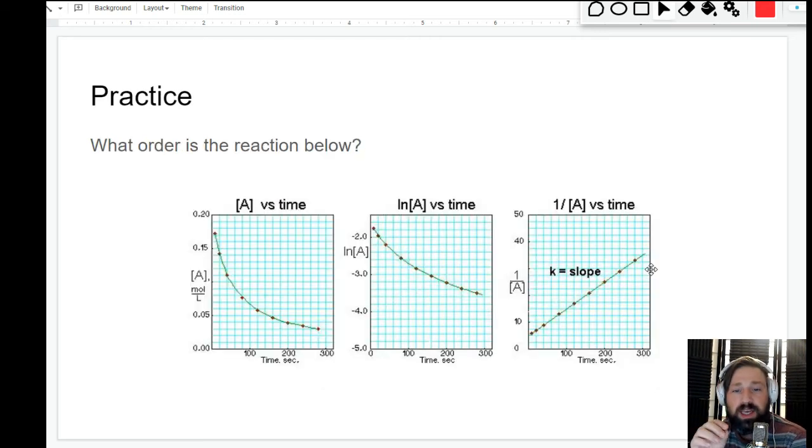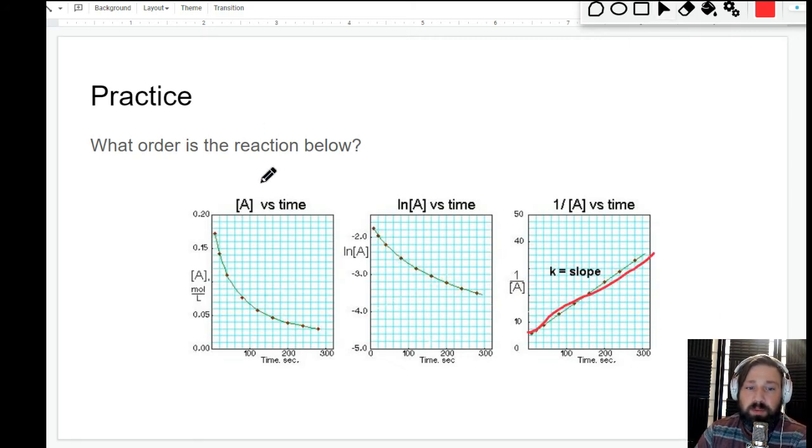So looking at these three, it's the same data, just plotted differently. This is just normal concentration versus time. This is the natural log of concentration versus time. And this is the reciprocal of concentration versus time. Now what you're going to be looking for is, which one is the straight line? Well, it's pretty obvious. This guy is the straight line.